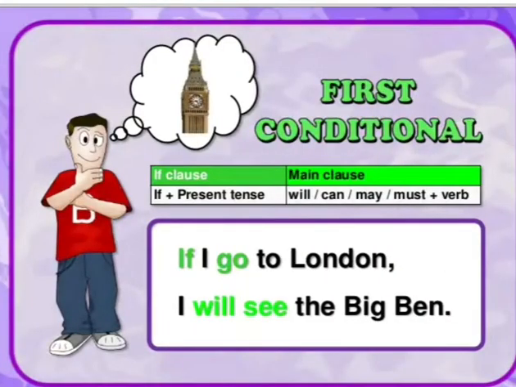Now next is first conditional. Here in the if clause there will be simple present tense, but in the main clause we can use will or can or may or must plus verb. So you can see the example: if I go to London, I will see the Big Ben.